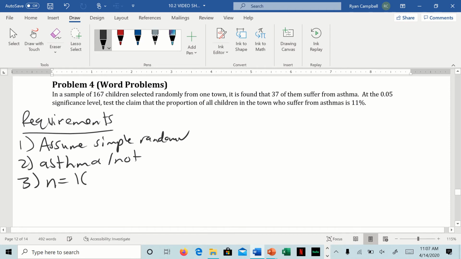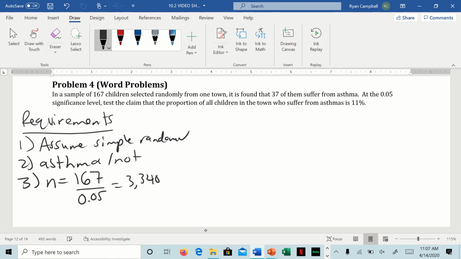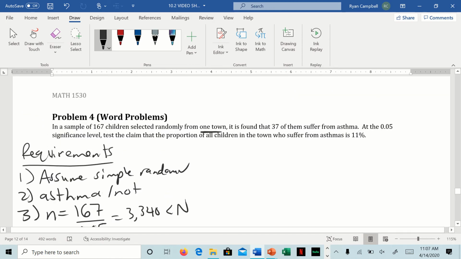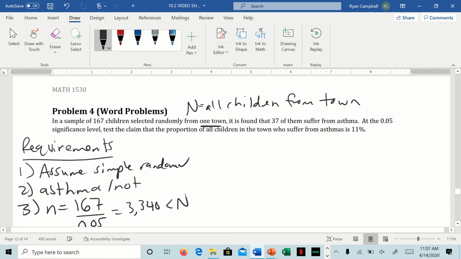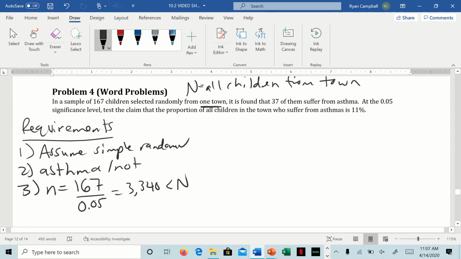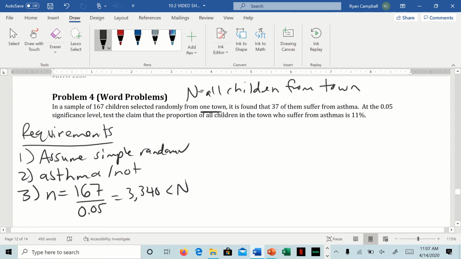So n in this case is 167. Is this less than 5% of people in the town who have asthma? Well, if we divide by 0.05, we get 3,340. Is that going to be less than... it's just from one town, right? So the population would be everybody, all children from the town. I don't know, right? It depends on how big the town is. So maybe, but maybe not.